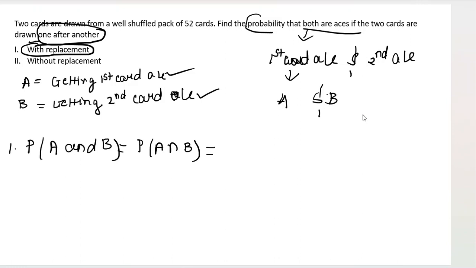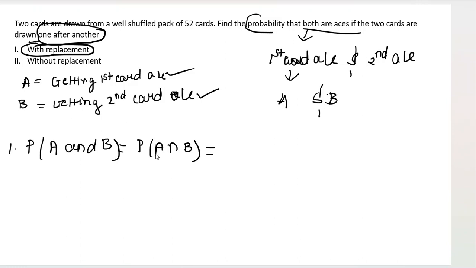Because consider this simple example. I give you a pack of 52 cards. You take a card, see what card it is, you keep it back. You shuffle again, and I give you another card to remove. So in this case, your second card is independent of what card you remove first, because you have replaced that card back. Whatever card you removed first, you have kept it back.